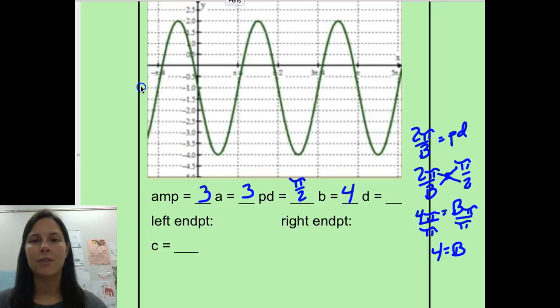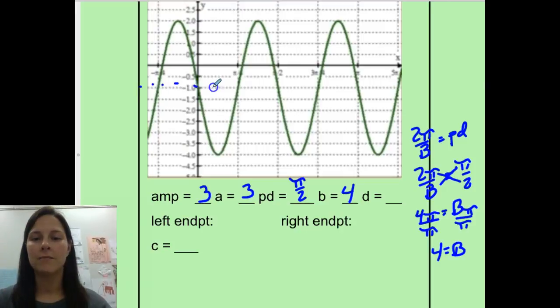Next, we need to figure out the vertical shift. The principal axis is halfway between the maximum and the minimum. So halfway between 2 and -4 is -1. This graph was shifted down 1, so -1 is my d value.